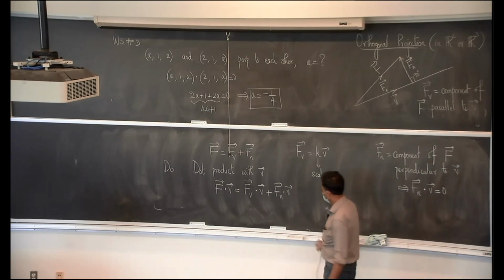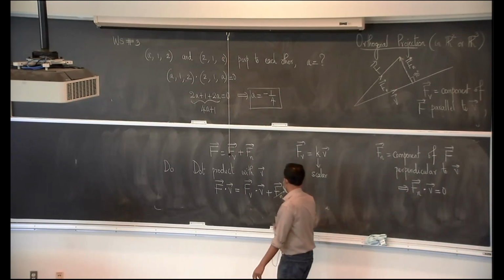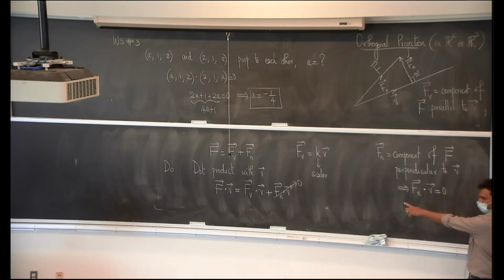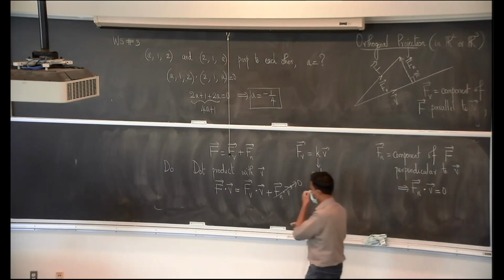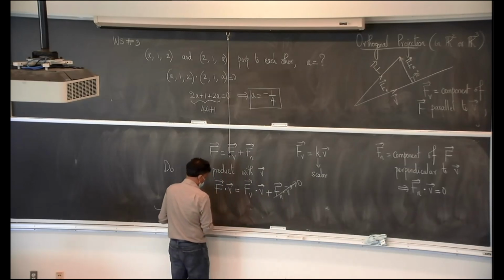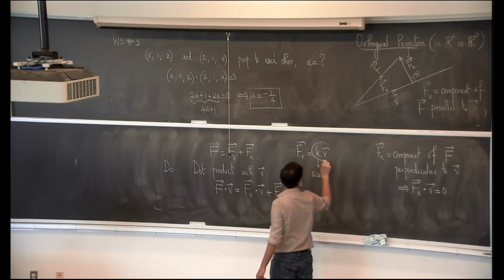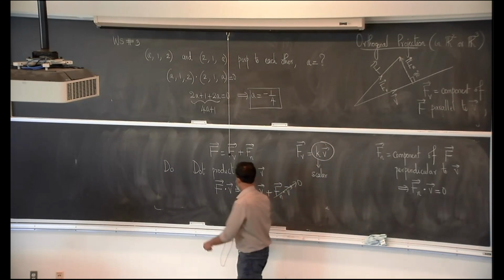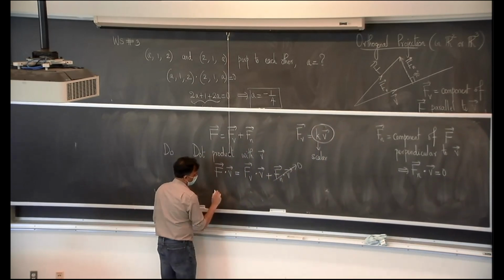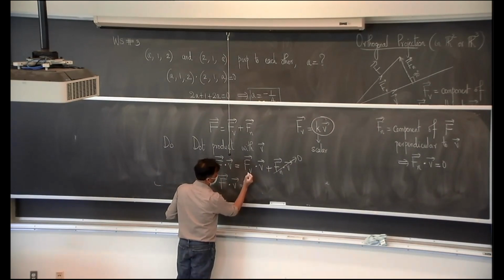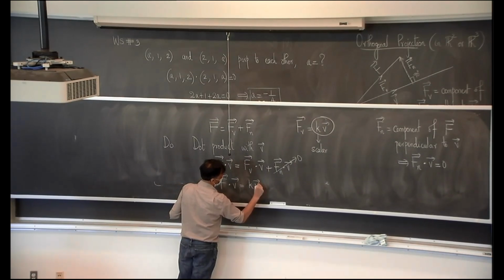So this term is equal to 0. Now we are left with only one of them. Now don't cancel the V because it's a dot product. It's not your regular multiplication. So F dot V is Fv dot V, and you know that Fv is K times V. So F dot V equal to K times V dot V.